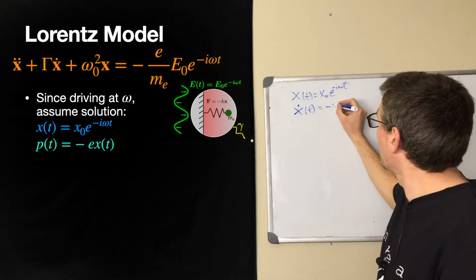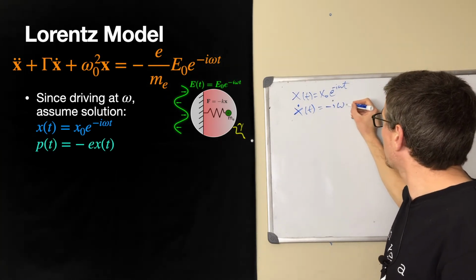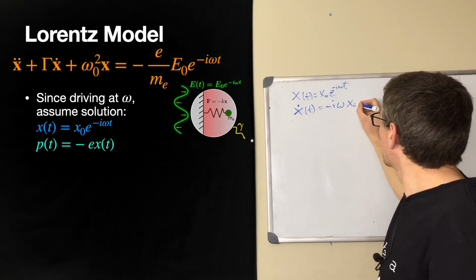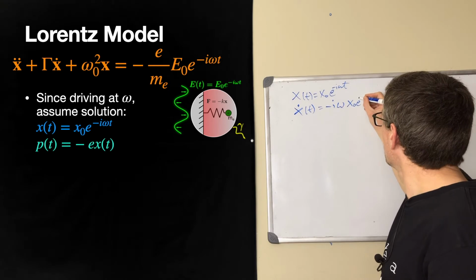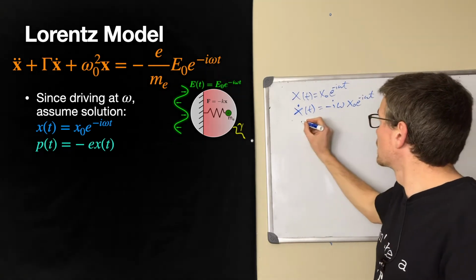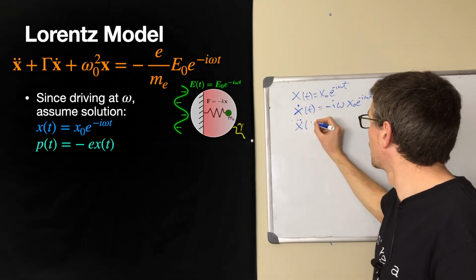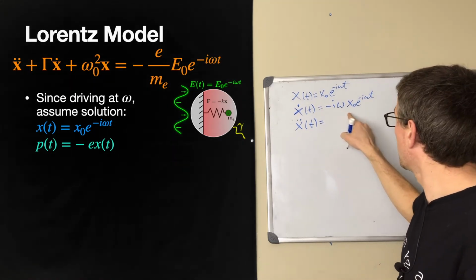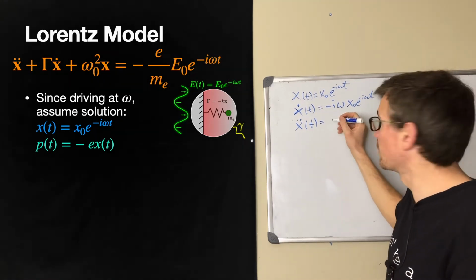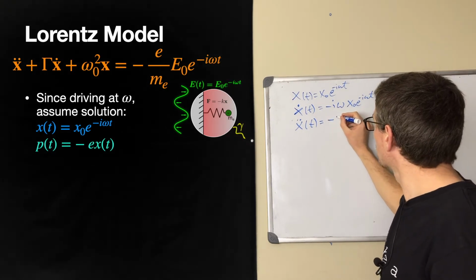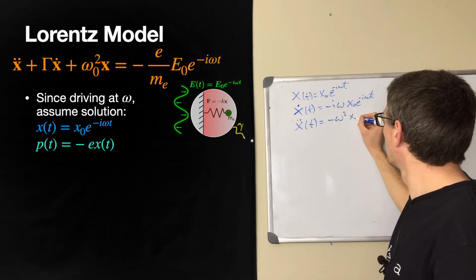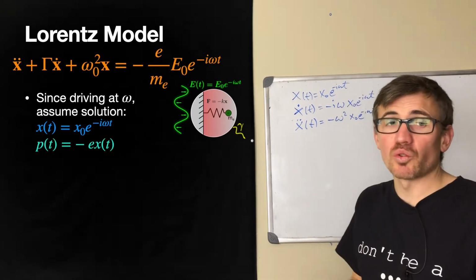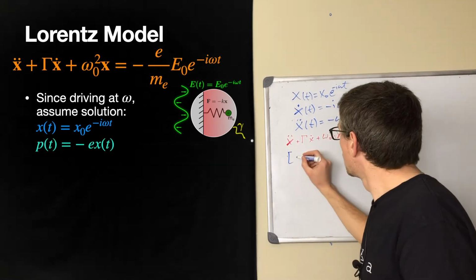So this is going to be negative i omega times x of t, right? Times x naught e to the minus i omega t. Let's take the second derivative. All right, so I'm going to get minus i omega again down. So I'm going to get minus i times minus i is negative 1. So it's negative omega squared times x. All right, that's it. So let's just grind that through the equation.